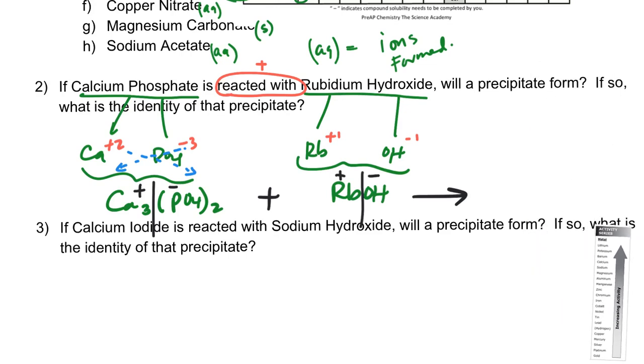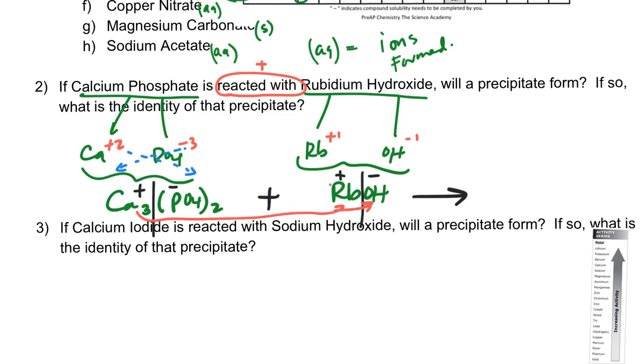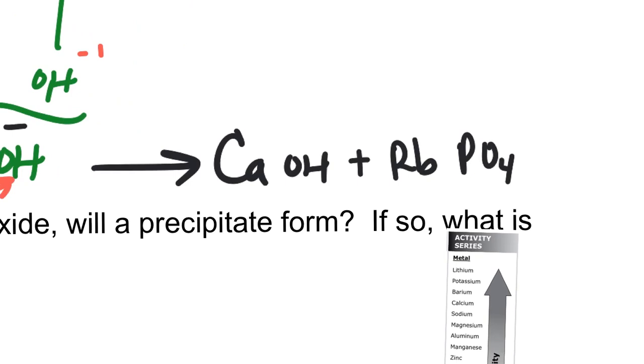So we'll move this out of the way. The first prediction here is that calcium will come in and combine with the hydroxide, and then the rubidium will come in here. So the predicted result is the following. Let's look at the product here. These are the products that you should have gotten.